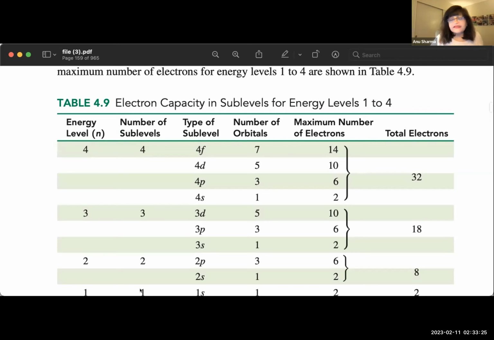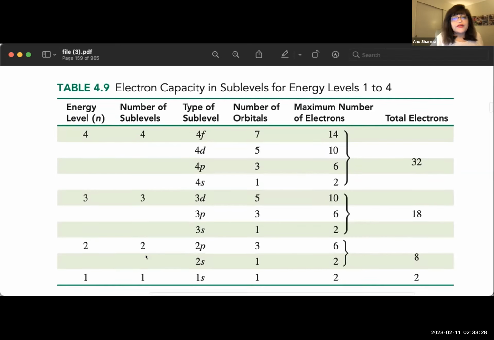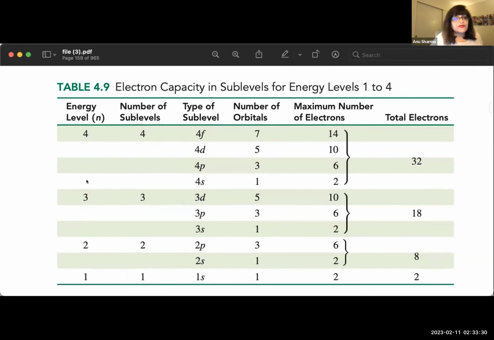Next is orbitals in the 6s sublevel. Now here's an interesting thing, we don't have 5s and 6s in this table. We have only gone till the 4th energy level, but they are looking at the 6th energy level. But look at the pattern: 1s, 2s, 3s, 4s. So s is present in all, and s has 1 orbital. In 4s, 3s, 2s, 1s, 1 orbital each.